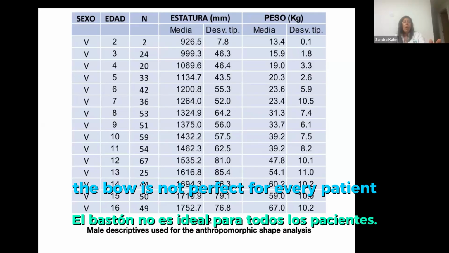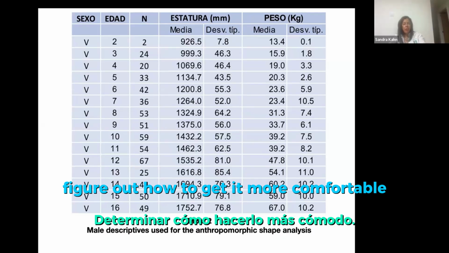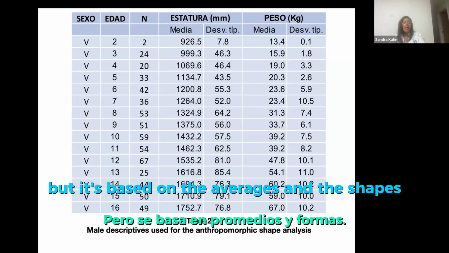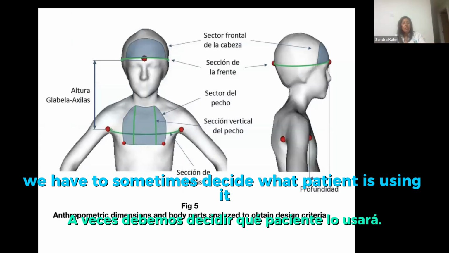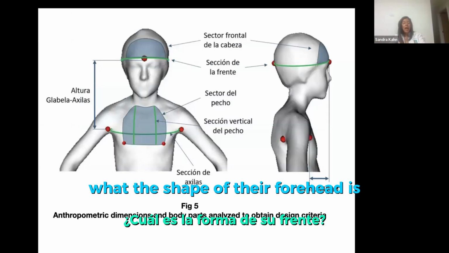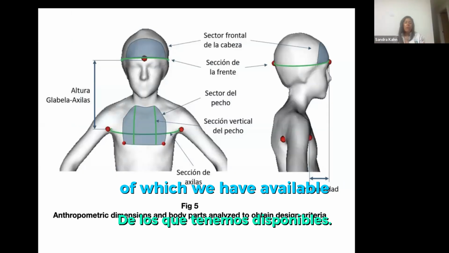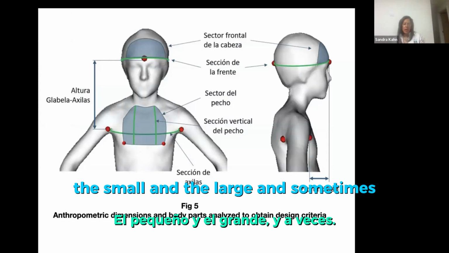And so the bow is not perfect for every patient, and we have to, as clinicians, figure out how to make it more comfortable for our patients, but it's based on the averages and the shapes and the sexes and the sizes of our patients. So we have to sometimes decide what patient is using it, how they're going to use it, what the shape of their forehead is. And we have those 3 sizes, of which we have available only 2, the small and the large.